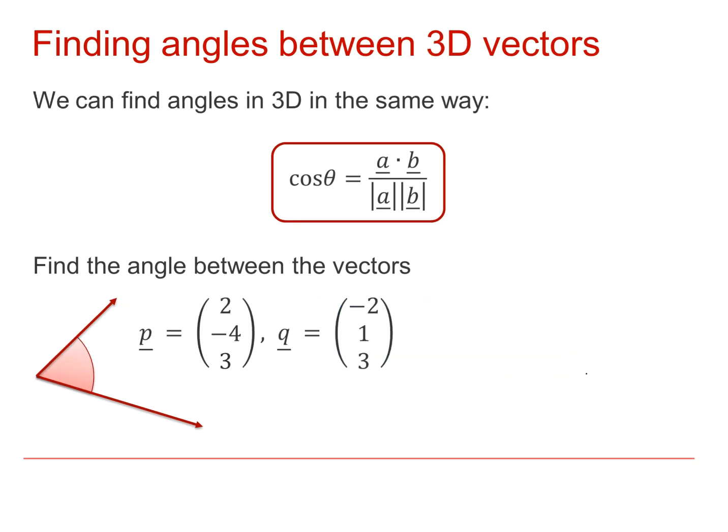We can use very similar working in 3 dimensions. Pause the video while you try this one for yourself. OK, we'll start by finding P dot Q. So (2, -4, 3) dot (-2, 1, 3). That's minus 4 plus 9, which is 1.